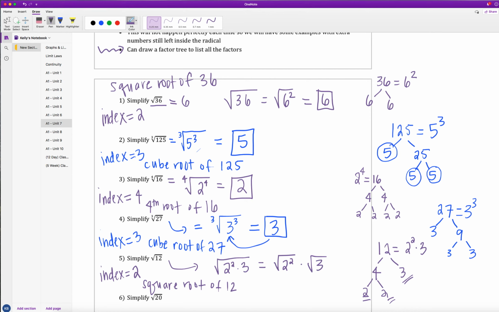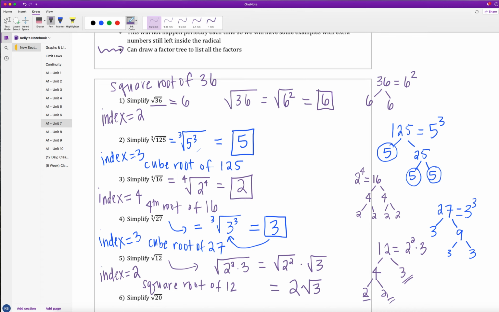So the square root of 2 squared, the index and the exponent match. So those guys will cancel each other out, and I'll just get left with a 2, because the radical and the square root are canceling. And then the square root of 3, I can't simplify. It's not a perfect square. I am stuck with just the square root of 3. Our final answer is then going to be 2 times the square root of 3.